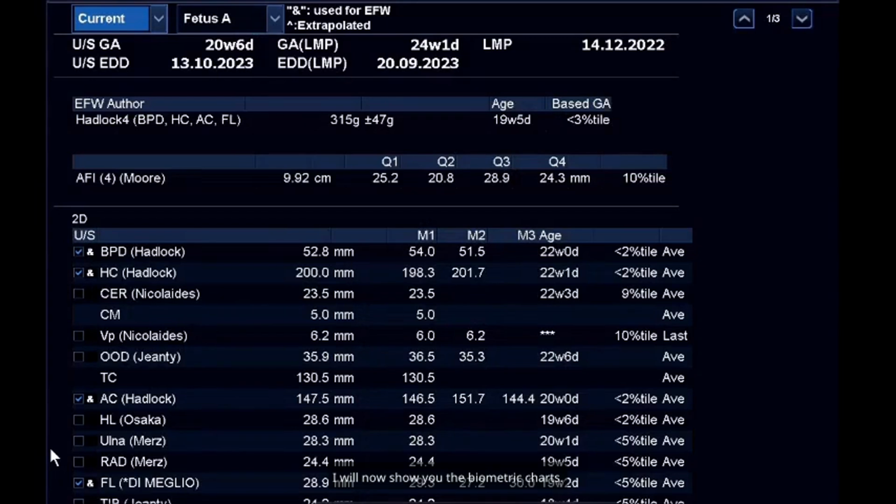I will now show you the biometric charts. You can see how it is very easy to clearly visualize an overall weight below the 3rd percentile, with all the anomalies, all the measurements below the 3rd percentile. Of course, we must always remember to assess the first trimester CRL, but in this case, also consider the Doppler flow alterations. The picture of early growth restriction is clear.